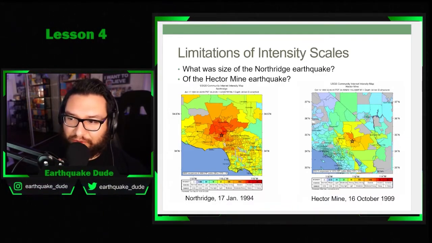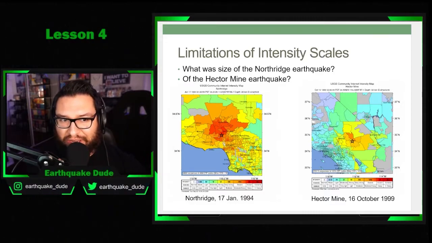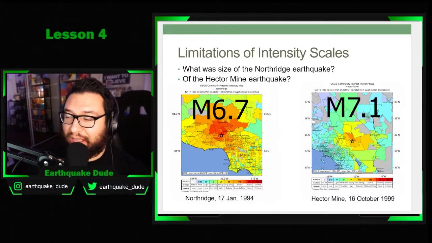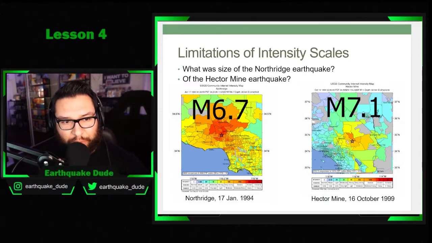If you said Northridge on the left-hand side, you're incorrect, because Northridge was actually a magnitude 6.7 earthquake, while the Hector Mine was a magnitude 7.1.